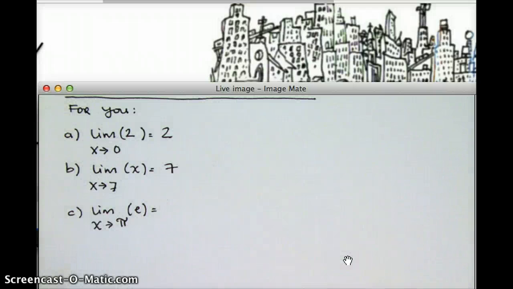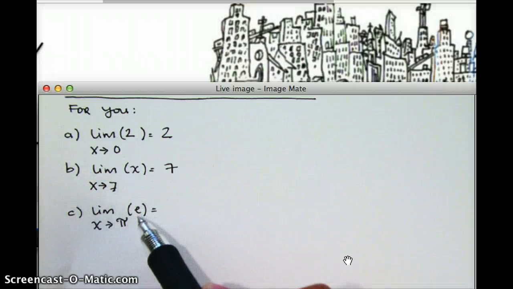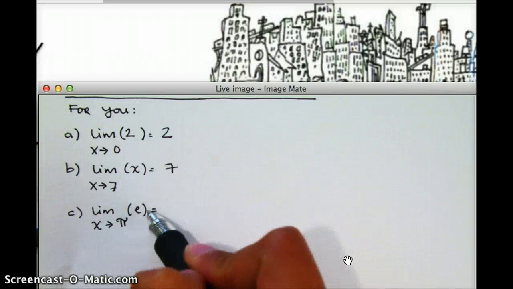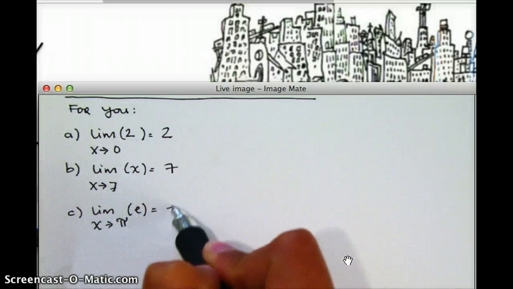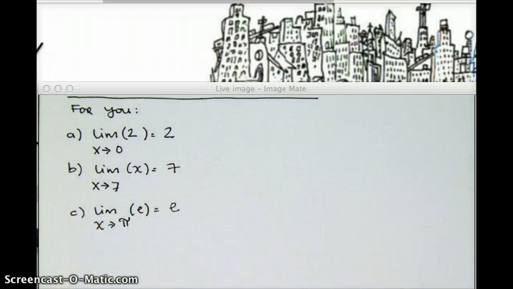Here's the last one, because we love irrational numbers. The limit as x approaches pi of e. E is a constant. It's just a number. It looks like a variable. It's not. It's a number, which means the limit of a constant is the constant itself. Cool, let's move on.